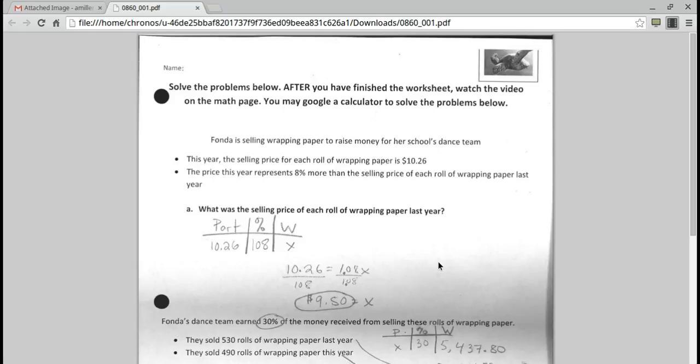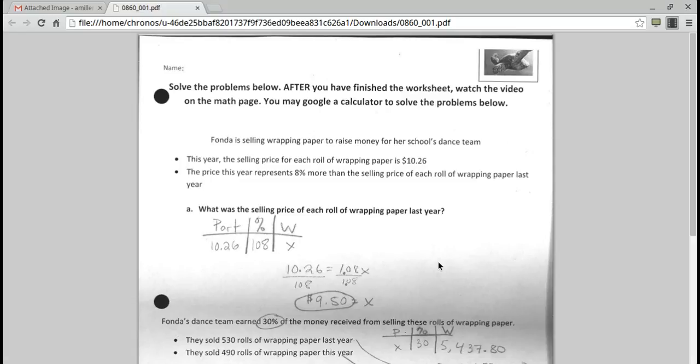Hey, 7th graders, if you're watching this video, it's because you've already completed this worksheet. So you should have done everything you could to answer all these questions. And now that you're finished, you should be watching the video. And a reminder, you can use a calculator to solve these problems. So if you didn't use a calculator or you haven't solved it yet, please go back and do that.